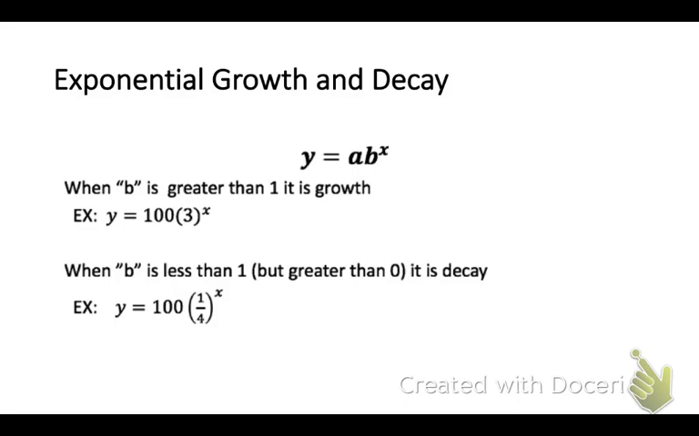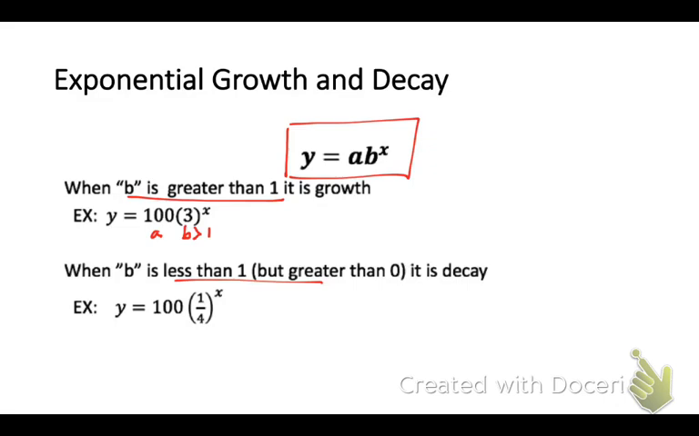Now with exponential growth and decay, the simplified expression looks like this, that y equals a times b raised to the power of x. It is growth if our b value is greater than 1. So here we have an example. Notice our a value, our beginning amount, is 100. Our b value is greater than 1, so this situation is increasing by 3 times each time it increases.